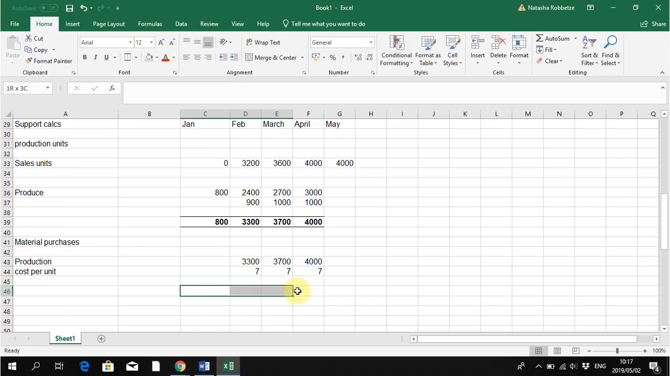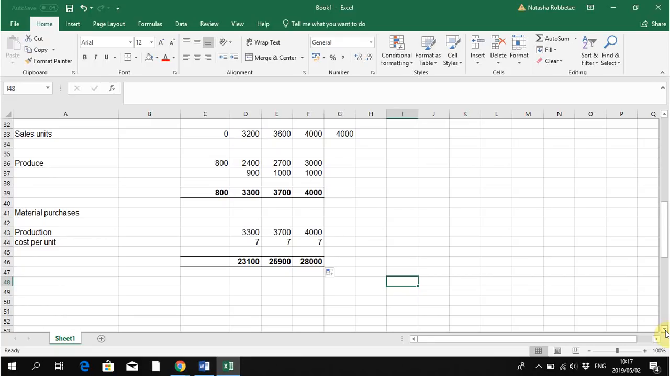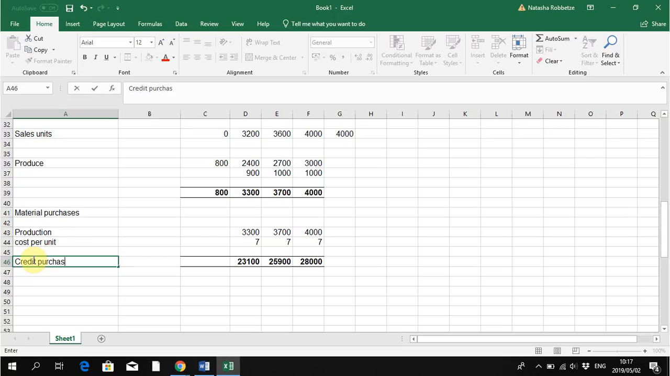And if I do that calculation, I get to the units times the Rand value. And that gives me 23,100, 25,900, and 28,000 Rand respectively. So then we need to go and see. So this is the material, the purchases, the credit purchases. But they also give us a rule for the purchase, the credit payments.